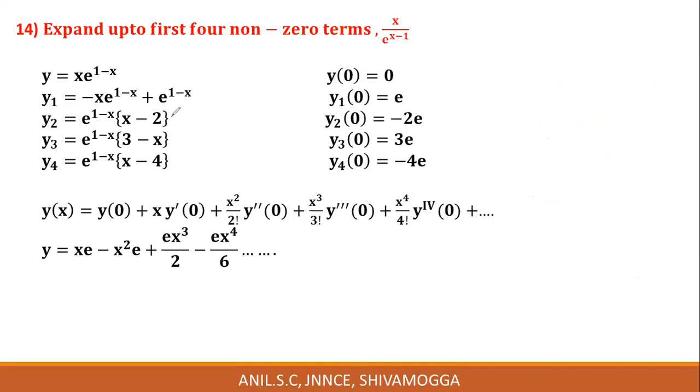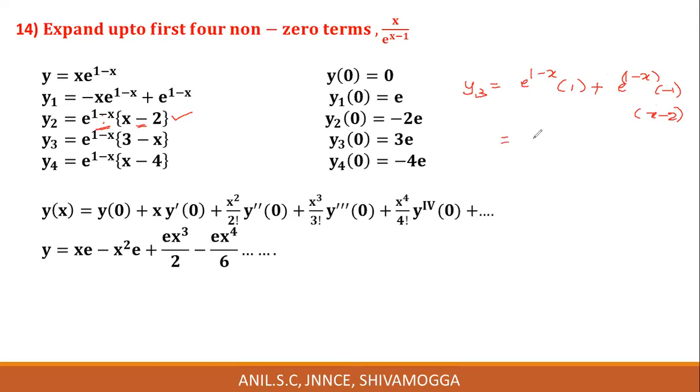To find y3, we differentiate this expression with respect to x. Derivative of y2 is y3. This is equal to, here e power 1 minus x is the first function and this is the second function. Therefore, e power 1 minus x into derivative of x minus 2, which is 1, plus derivative of 1 minus x, which is e power 1 minus x into minus 1, into x minus 2 as it is.